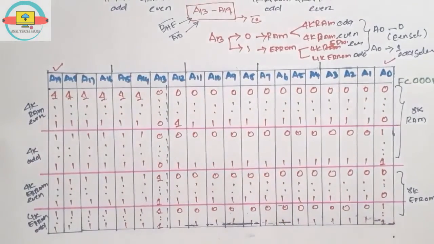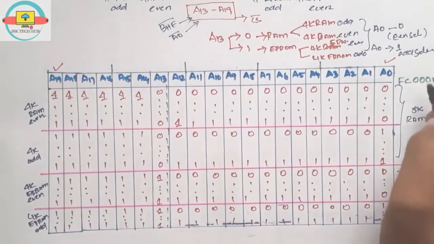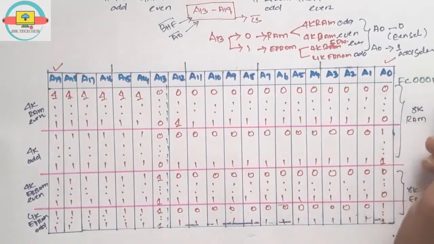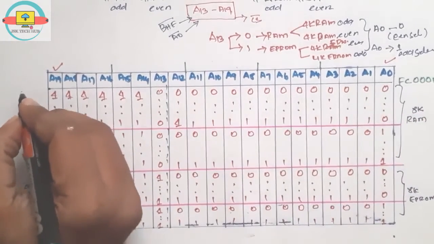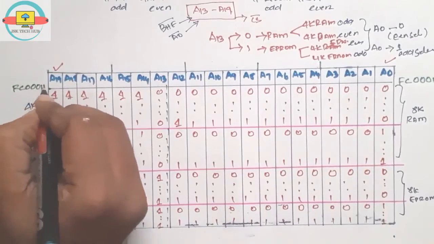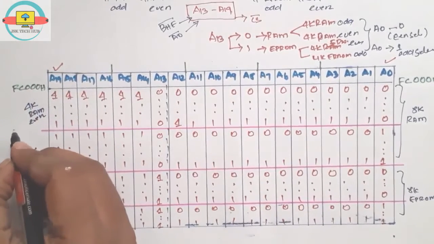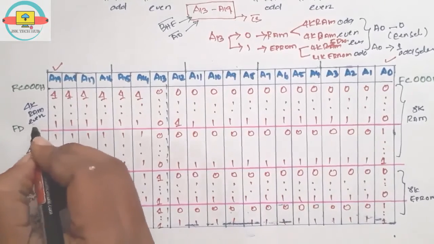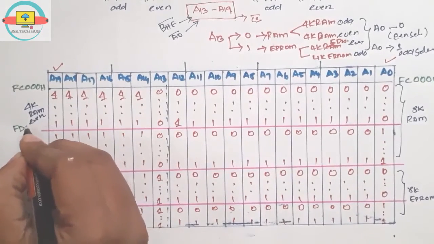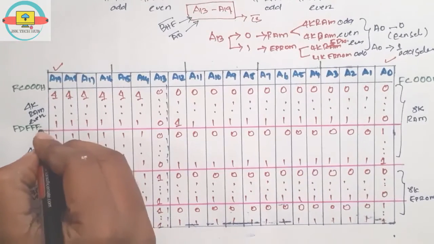Then you find the hexadecimal value from each individual group of 4 bits. Then we get the value FC000H. Similarly, my even bank memory address also starts from FC000H. Then my even bank RAM memory ends at the memory location FDFFEH.